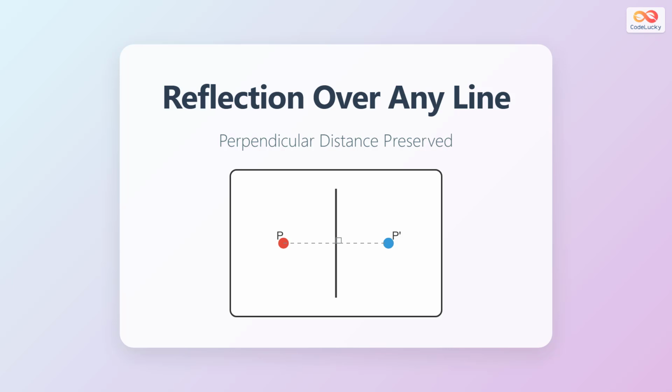Welcome to this geometry lesson. Today, we are going to explore how to reflect a point or a shape over any line. We will focus on the core property that makes reflection work, perpendicular distance.